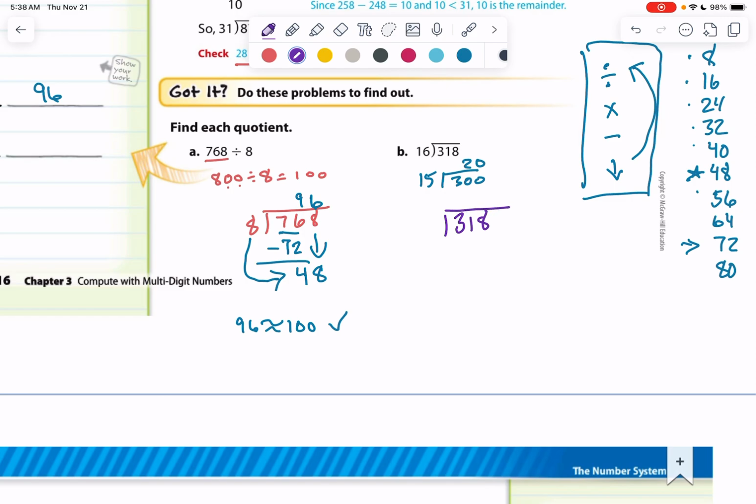318 divided by 16. And I know that 15 goes into 30 2 times. Unfortunately, though, 16 times 2 is 32, so we're going to go with 1. 1 times 16 is 16. Subtract. Okay? Bring down the 8. Now we've got to do 16 into 158.